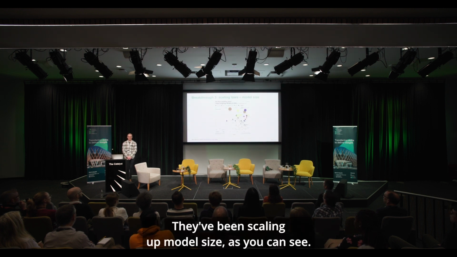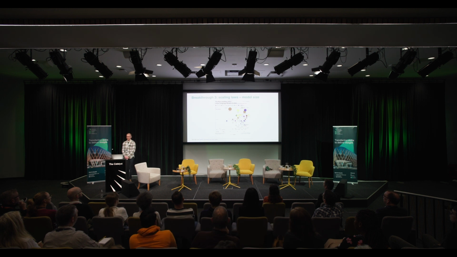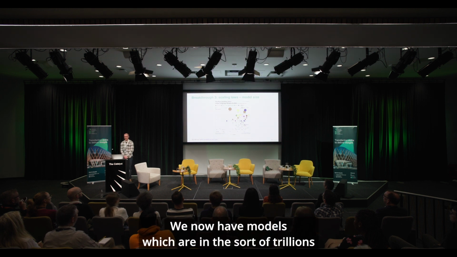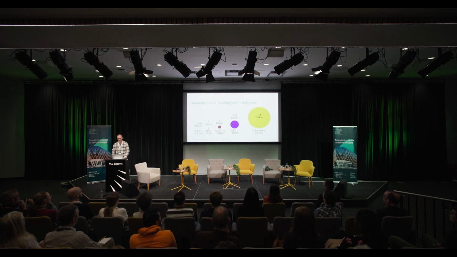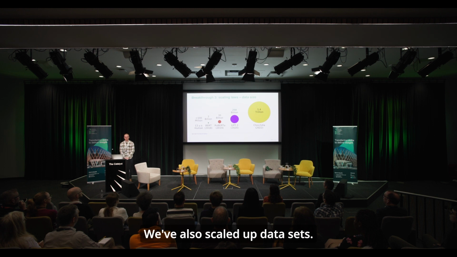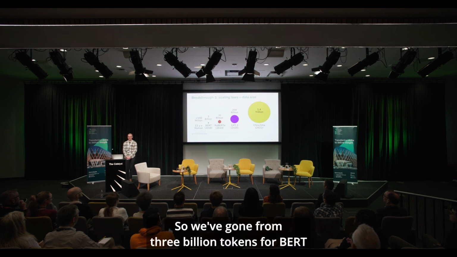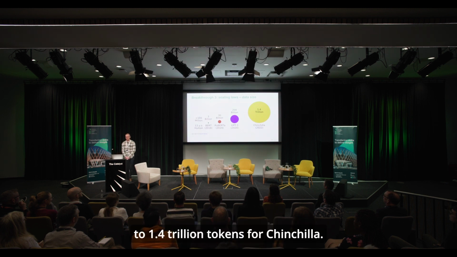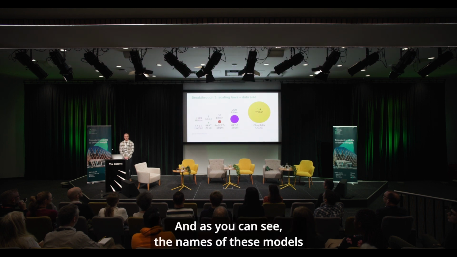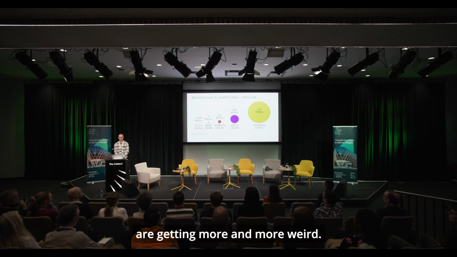They've been scaling up model size. As you can see, we now have models which are in the trillions of parameters with things like GPT-4. We've also scaled up data sets. We've gone from 3 billion tokens for BERT to 1.4 trillion tokens for Chinchilla. And as you can see, the names of these models are getting more and more weird.